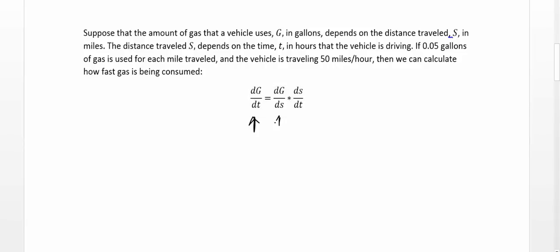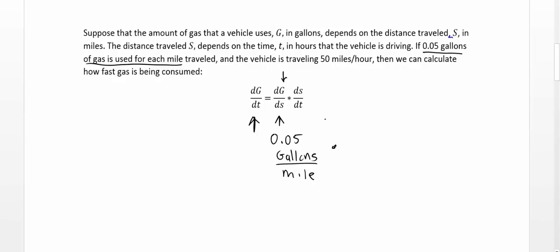We know dG/dS, which is going to tell us the gallons per mile, which again, we got in the first part. Gallons per mile. So G, capital G, is gallons, S is in miles. So this is 0.05, and we'll write the units underneath. Gallons per mile. We also know dS/dt. So dS/dt is going to give us 50 miles an hour. So it's how quickly our position is changing in miles over time. So 50 miles per hour is our dS/dt.